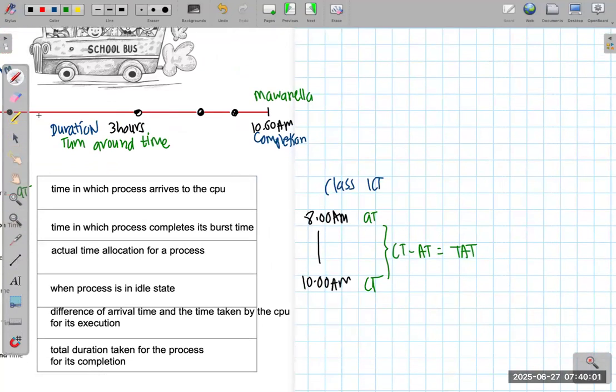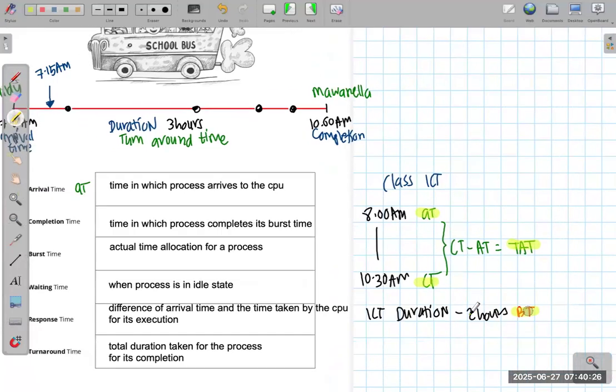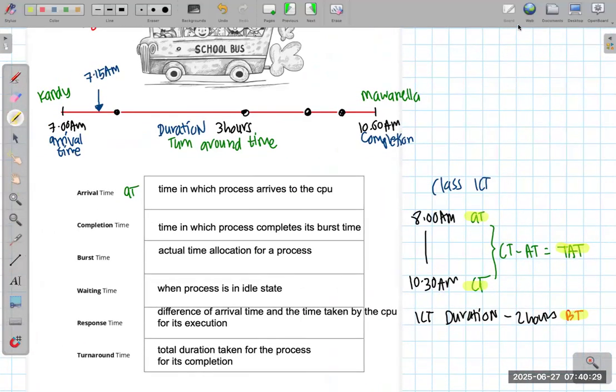Okay, right. I will say 8:30 to 10:30. So what is the total duration of the ICT class? 2 hours. I will write down, for burst time: arrival time, completion time, turnaround time, burst time. Arrival time, completion time, turnaround time, burst time.